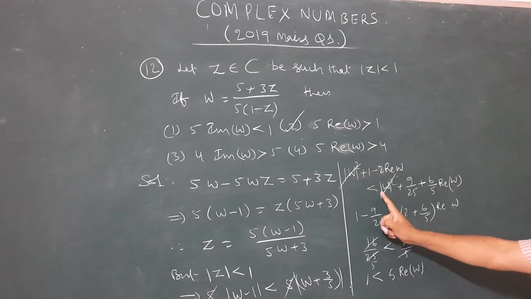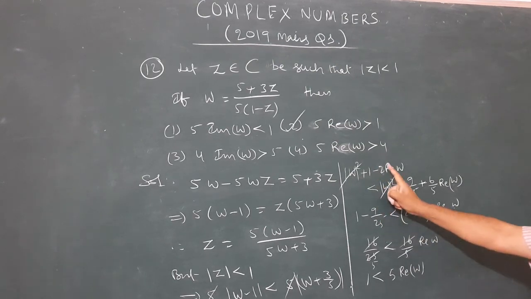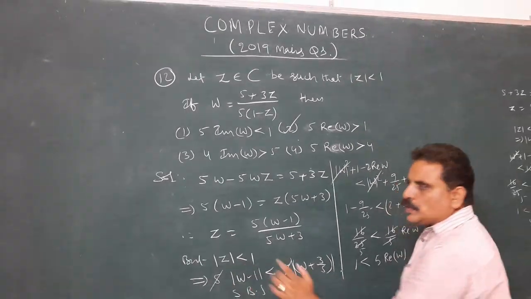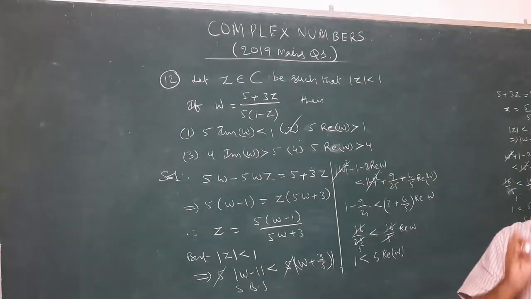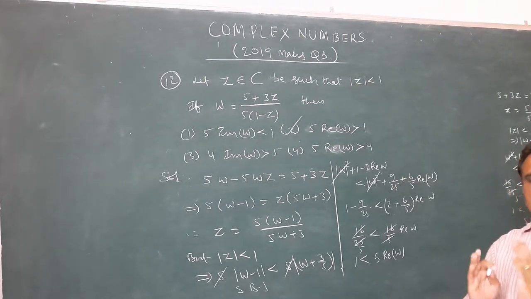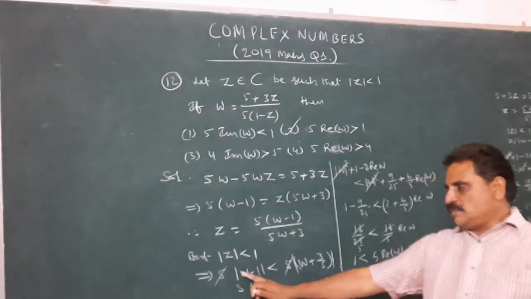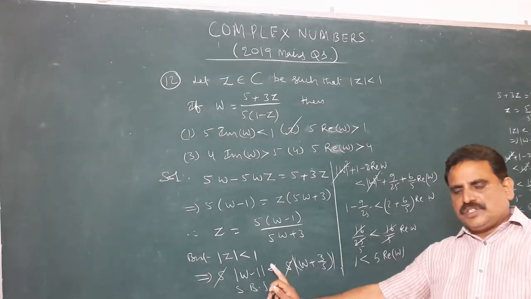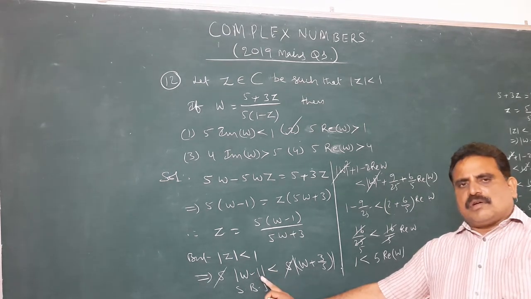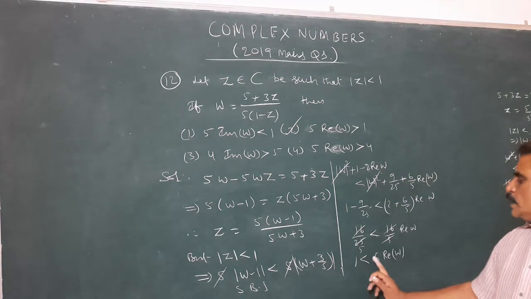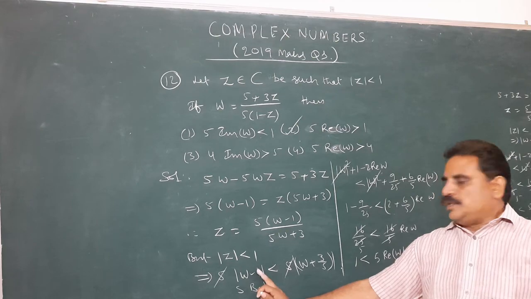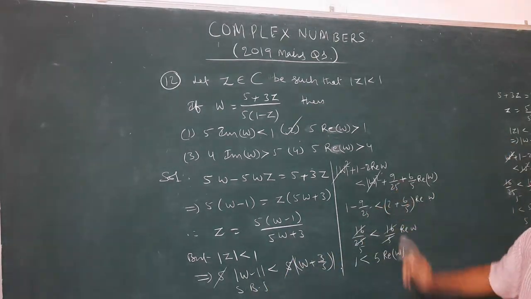Look here once again. How do we get this? What is real W? Mod Z1 minus Z2 whole square equals mod Z1 square plus mod Z2 square minus 2 real Z1 Z2 bar. Here Z2 bar means the complex conjugate, and here W is a real number. That conjugate is the same type. That's why directly you can take that minus 2 real W into this. That's why we are getting this term.